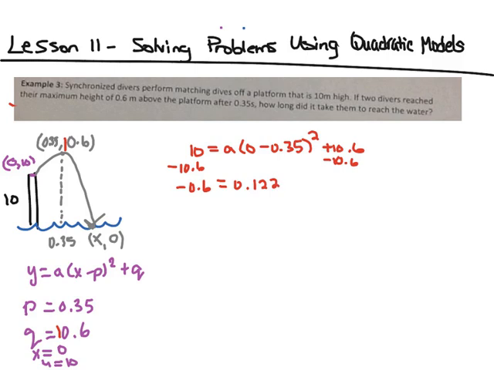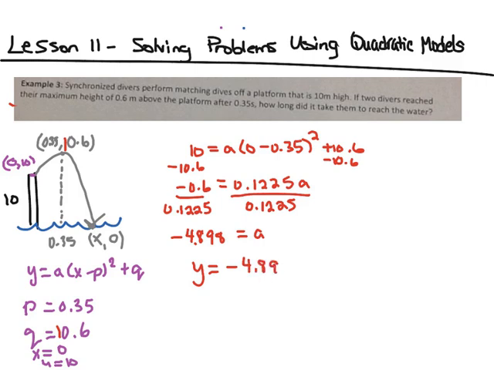So minus 10.6 from each side, and we have negative 0.6 is equal to 0.1225a. So if you type in negative 0.35 squared, you get 0.1225. So we're going to divide by 0.1225, and we get negative 4.898 is equal to a. So we know y is equal to negative 4.898(x minus 0.35) squared plus 10.6. So there's our formula.